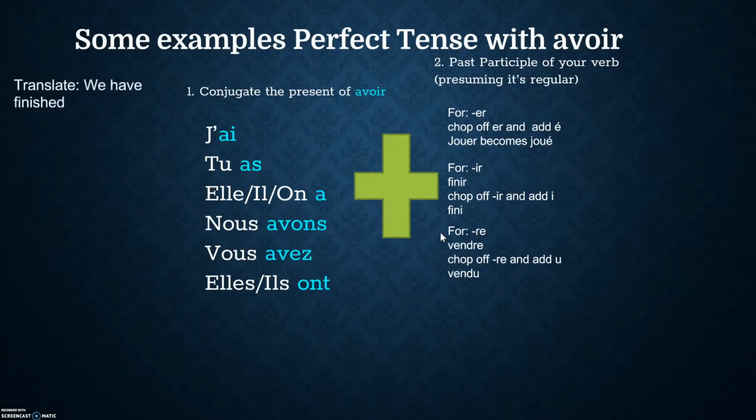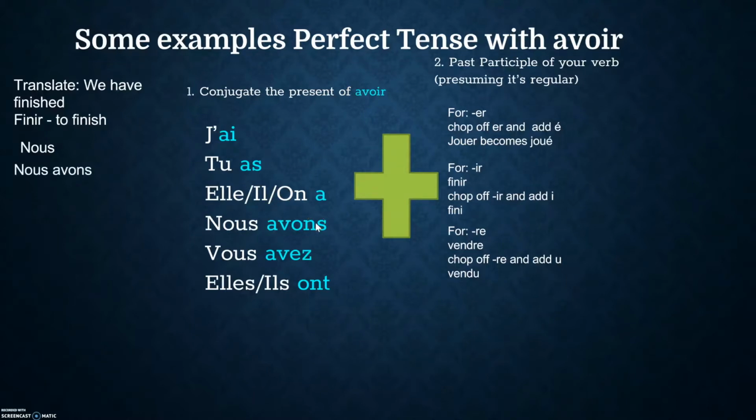Another example. So we have finished. The verb we're going to use here is finir, which is to finish. Is finir a Mrs. Van de Tramp verb? No, it isn't. So we're going to use the present tense of avoir. The pronoun here is nous. So the form of the present tense of avoir is nous avons. So that's the first half of the conjugation done.